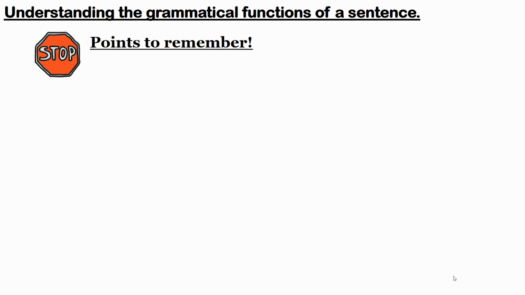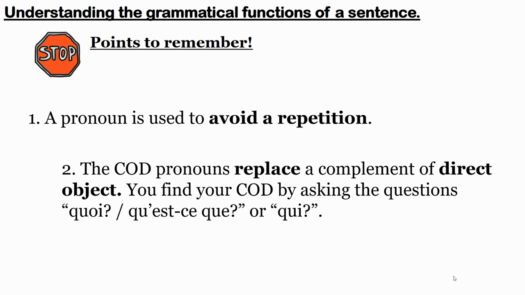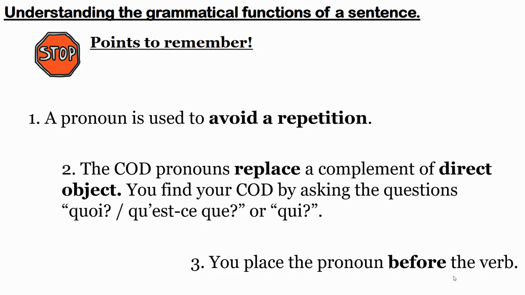Points to remember. A pronoun is used to avoid a repetition. The COD pronouns replace a complément d'objet direct, a complement of direct object. You find your COD by asking the questions quoi or qu'est-ce que or qui. And you place the pronoun before the verb. That's it.